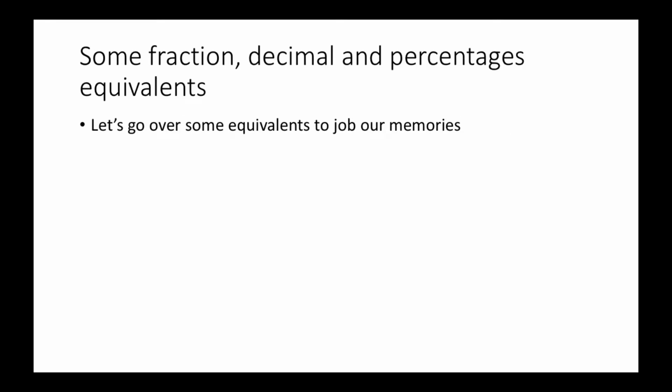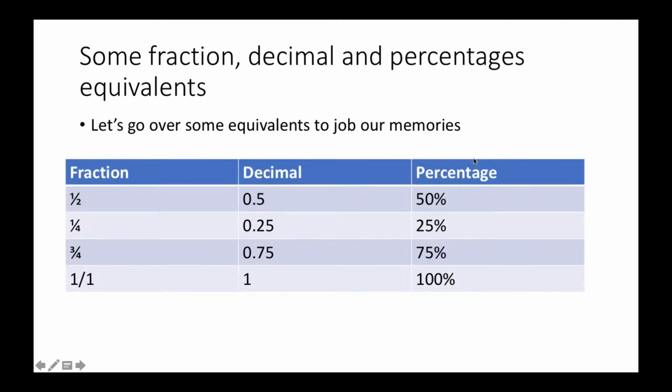So we're just going to go over some fraction, decimal and percentage equivalents to jog our memories. So we have a half. A half is equal to 0.5 and 50%. These are the ones that you need to learn. A quarter is 0.25 or 25%. Three quarters is 0.75 or 75%. And 1/1 is 100%.